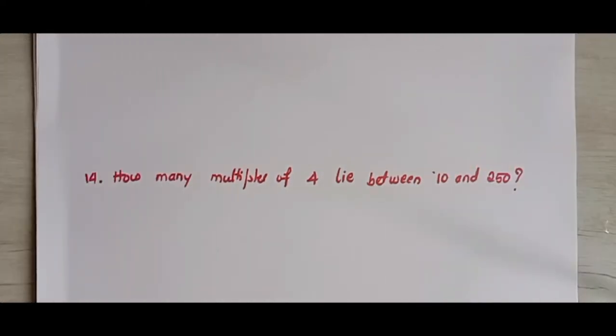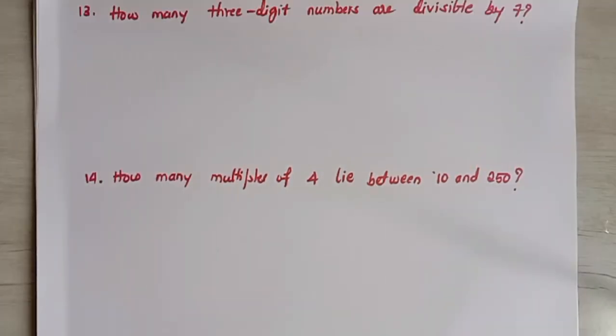13th question is, how many 3-digit numbers are divisible by 7? What does the question say? The question says that there are 3-digit numbers which are divisible by 7. We have to find how many of these 3-digit numbers are divisible by 7.